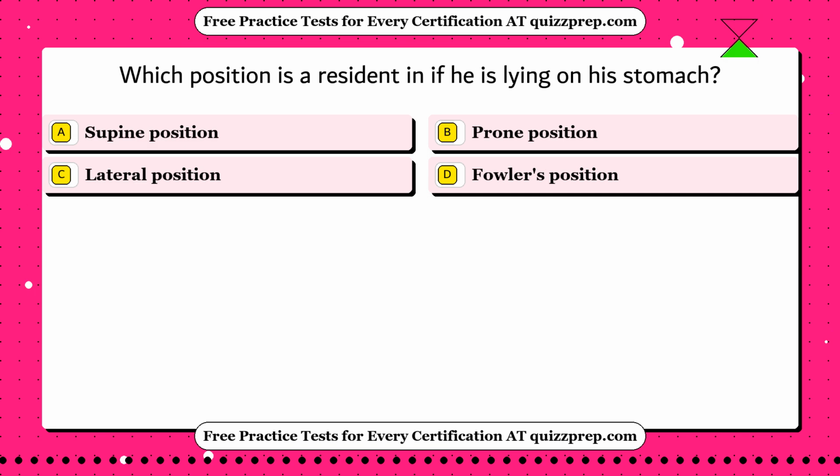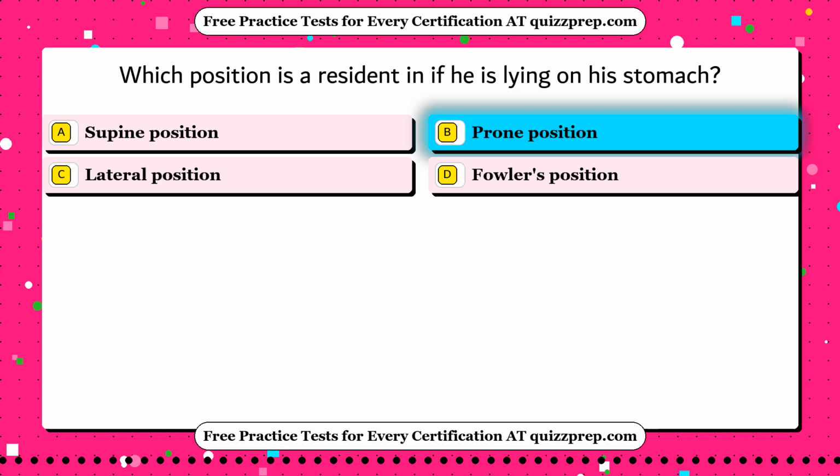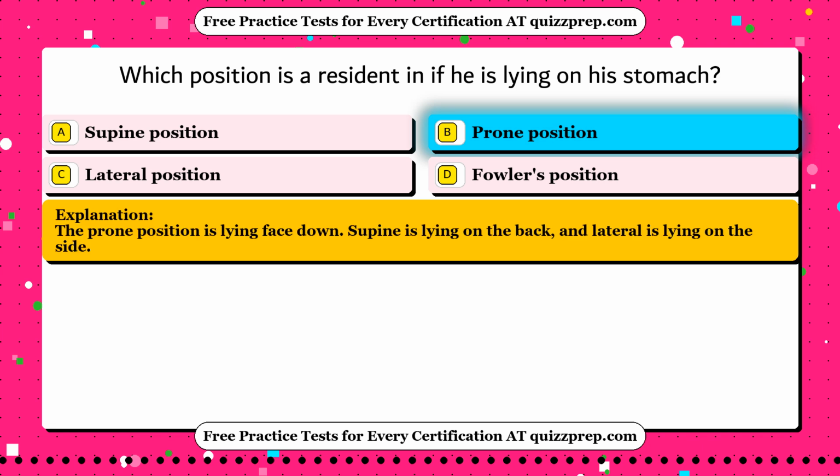Question 79. Which position is a resident in if he is lying on his stomach? Option A, supine position. Option B, prone position. Option C, lateral position. Option D, Fowler's position. The correct answer is option B, prone position. The prone position is lying face down, supine is lying on the back, and lateral is lying on the side.